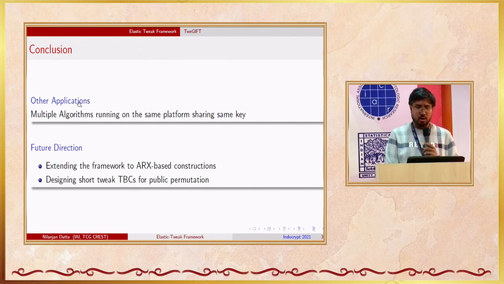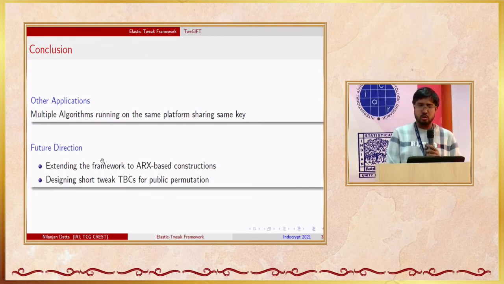You can also use it in other applications. For example, if you use multiple algorithms on the same platform sharing the same key, then the security may not hold, because you are using the same key for two different algorithms. But with short tweak TBC, you just use different tweaks with the same key, and you can have the same key for running several applications on one platform.